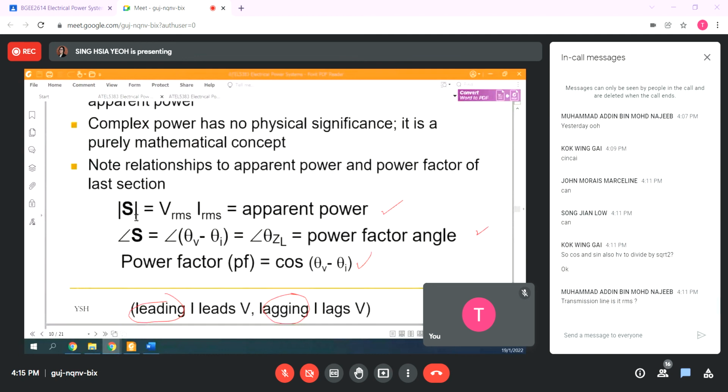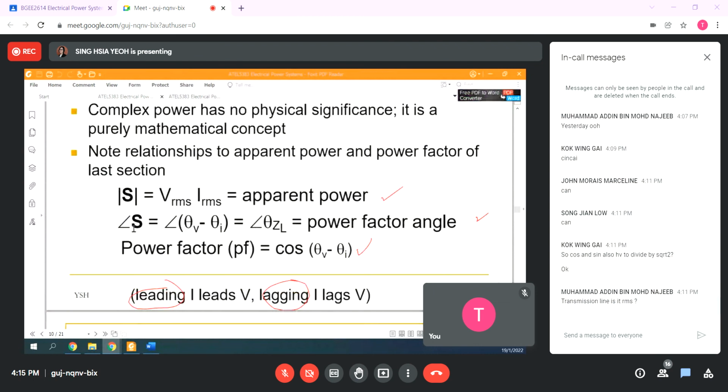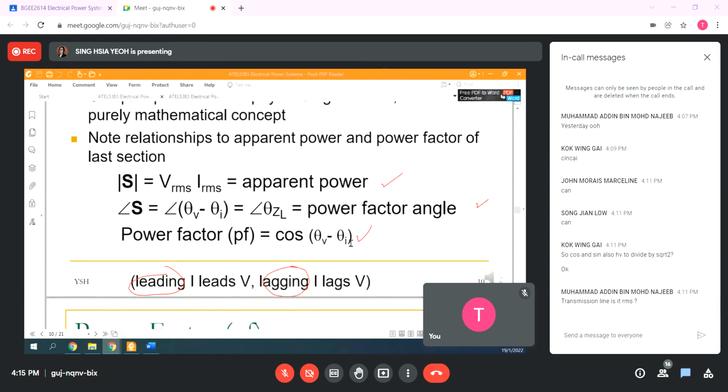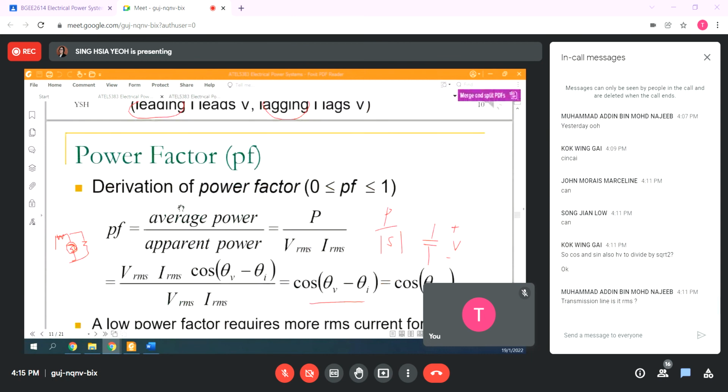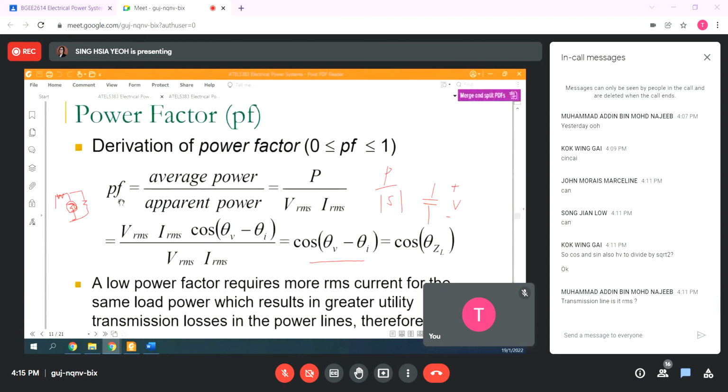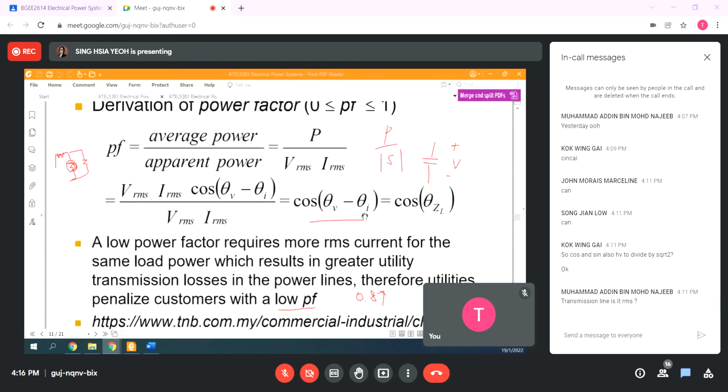For complex power, the magnitude we call apparent power. Then the angle of the complex power is actually the power factor angle, which is theta V minus theta I, or cos of theta V minus theta I. Leading means I leads V, lagging means I lags V. So power factor you have leading or lagging. So this is the power factor. Power factor equals P divided by apparent power magnitude, or cos of theta V minus theta I.